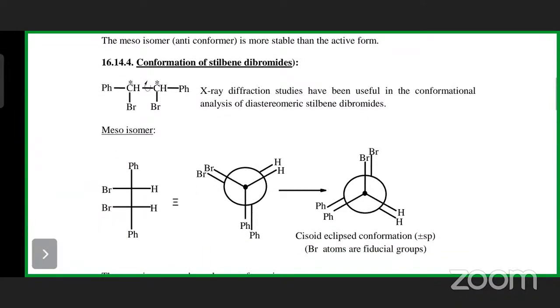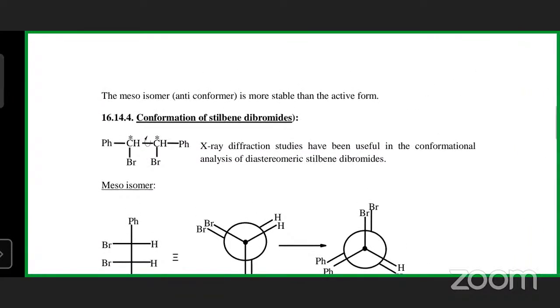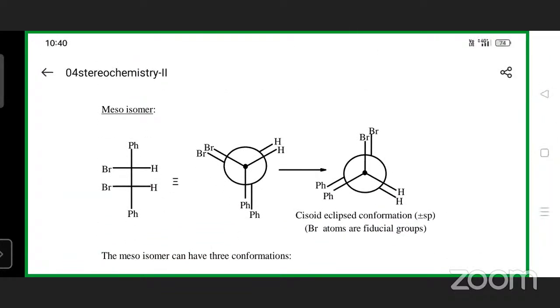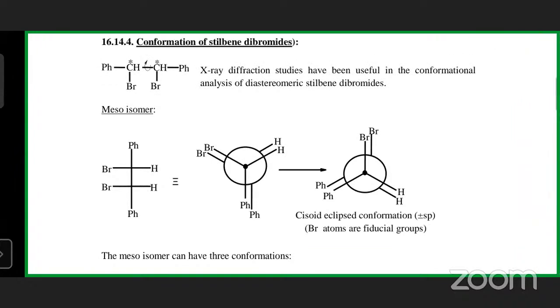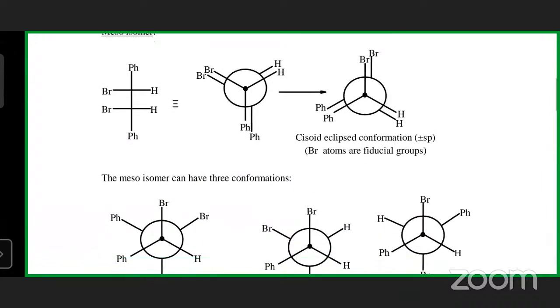Next, one more conformational analysis is stilbene dibromide. Here we keep the same bromines, but in place of methyls, we put phenyl groups. The methyls are substituted with other bulky groups like the phenyl group. The phenyl group is bulkier than the methyl, isn't it? So what is the fate of these conformers, and which is more stable when you replace methyl with phenyl?